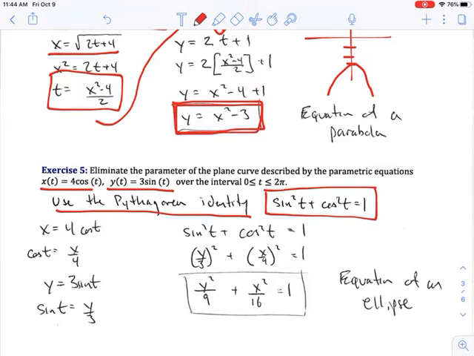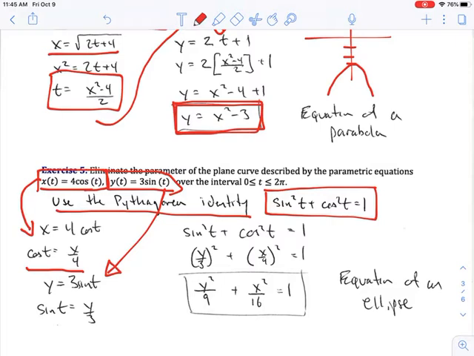So taking x of t is equal to 4 cosine of t, bringing it down here, I'm simply going to solve that for cosine of t. So cosine of t is x over 4. Same thing with y equals 3 sine of t. Bringing that down here, we solve that for sine of t. So sine of t ends up being y over 3.